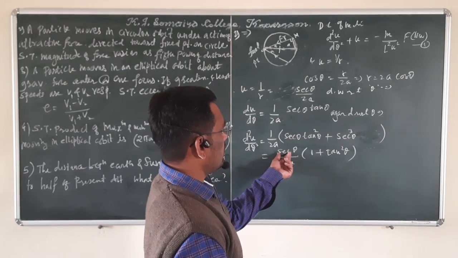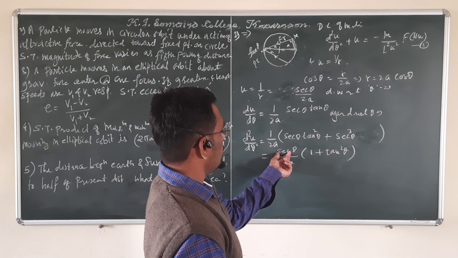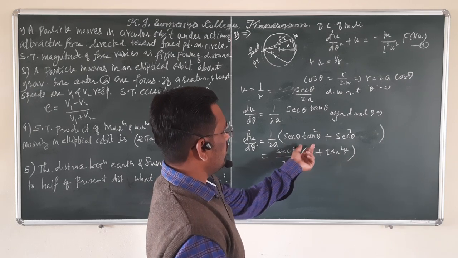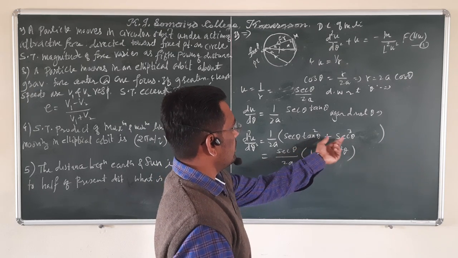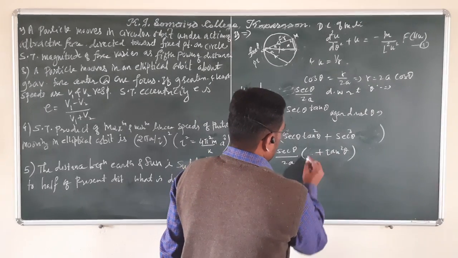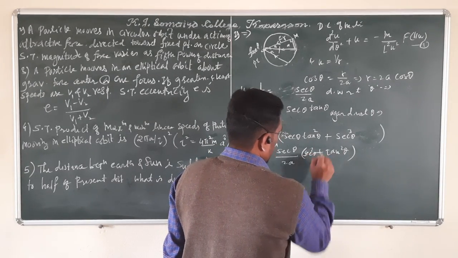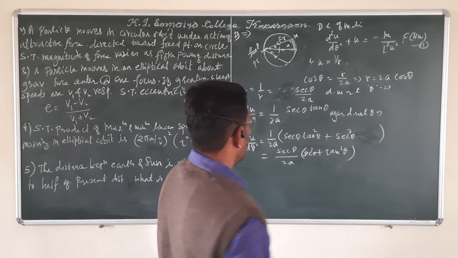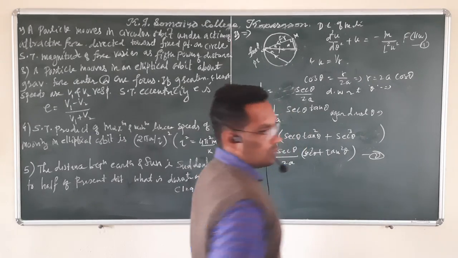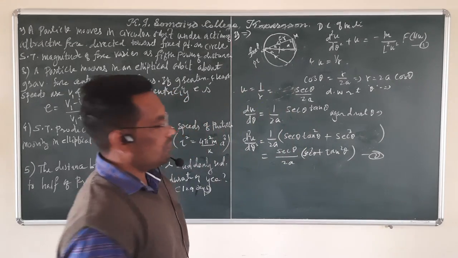If you take sec θ common, so that will become tan² θ plus sec² θ. Okay. Now call this equation 2. So put equation 2 in 1.